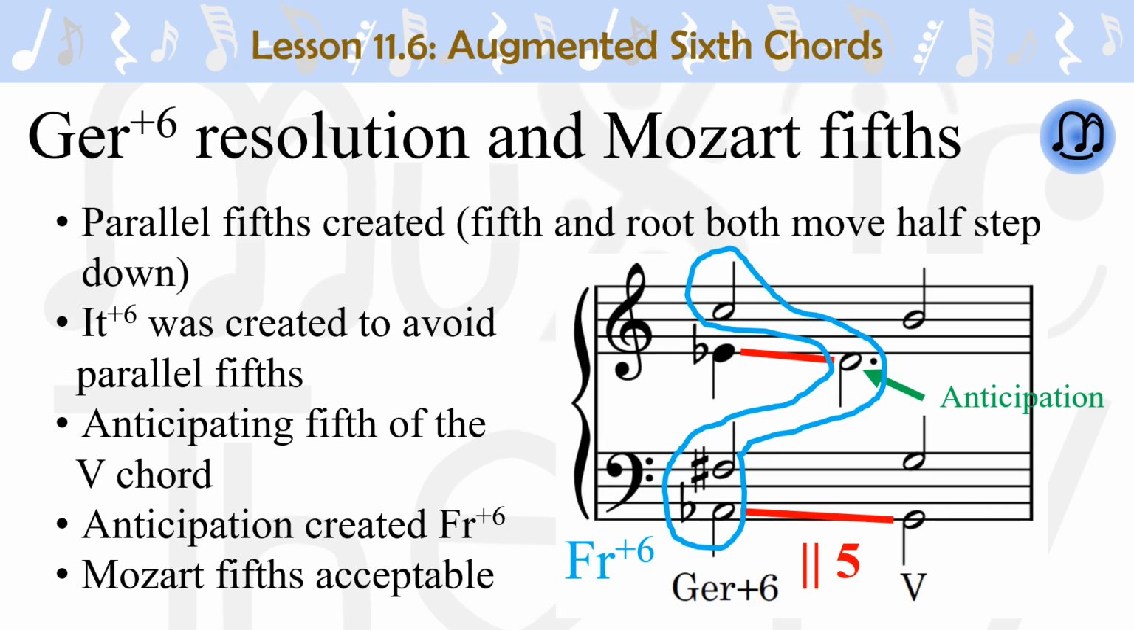Another way to avoid parallel fifths is to anticipate the fifth of the 5 chord. This anticipation created the French augmented sixth chord, which is circled in blue in the example. These parallel fifths, called Mozart fifths, are generally acceptable.